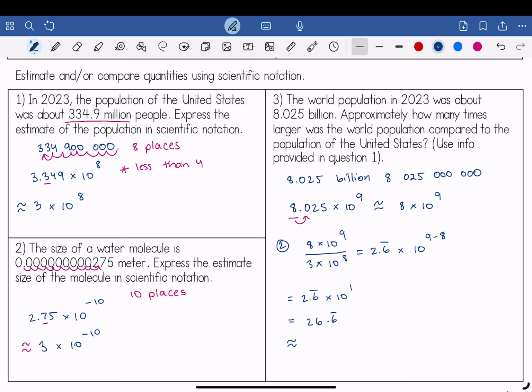I'm going to round it to the nearest tens. So I look at the number to the right of it, which is 6. It's higher than 5. Therefore, it is approximately 30 times larger. So therefore, the world population is about 30 times larger.